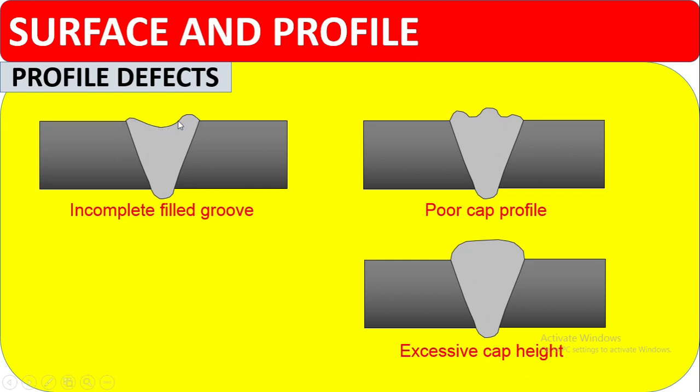Anything this type of welding is not acceptable. You have to go for a good blend of the two. It should be capping width, and the capping height should be as per the norms or as per the WPS. Poor cap profile: you see the cap profile here, it is not accepted at all.